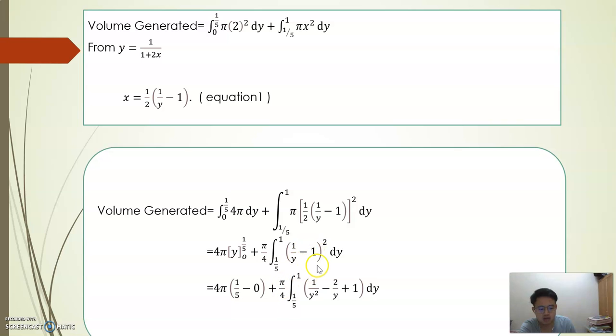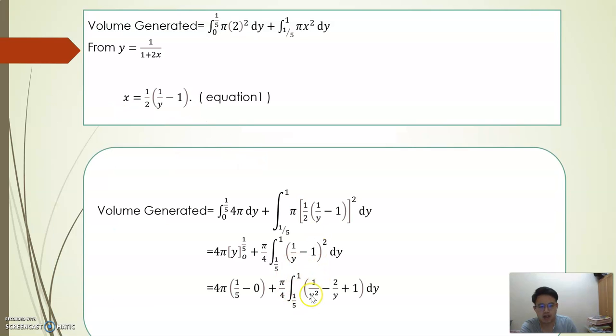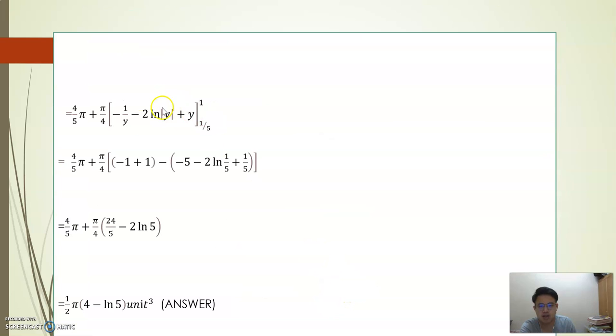Here we open the bracket, we get 1 over y squared minus 2 over y plus 1. After that, we do the integration on this part. So finally, we will get pi over 4 bracket, minus 1 over y, then minus 2 ln y, plus y, evaluated from 1 over 5 to 1. Just the same step as before, we substitute the limits into y. Finally, we will get this answer.